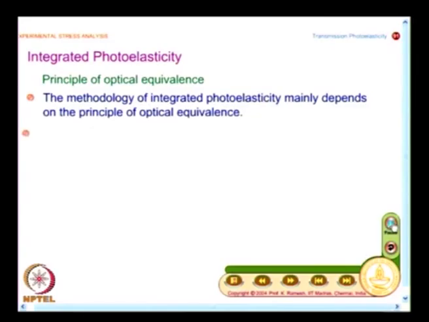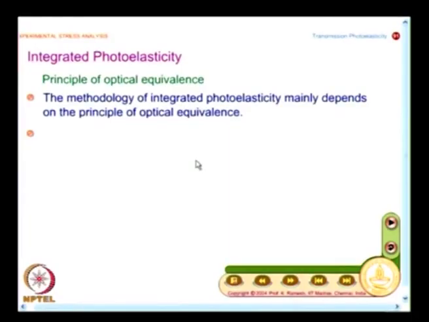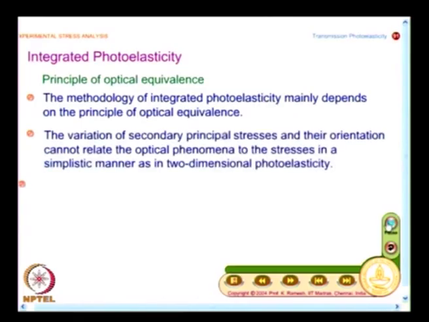Now, we have seen that the conventional 3-dimensional photoelastic approach involves stress freezing and slicing, and you must have really seen that it is experimentally intensive. I am sorry, it is not mathematically intensive, it is experimentally intensive. Now, we are going to look at a process called integrated photoelasticity, and this hinges on a very important principle called the principle of optical equivalence. This is a very intelligent conception, and we look at it more from an optics point of view, and the entire methodology of integrated photoelasticity depends on the principle of optical equivalence. And let us see what is the principle of optical equivalence.